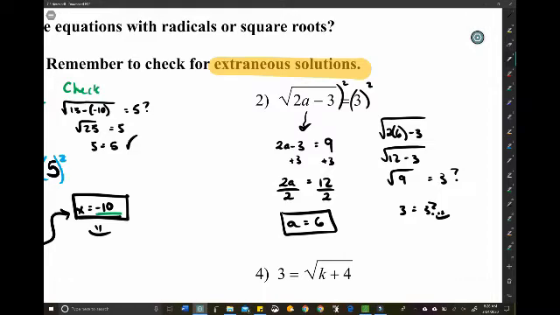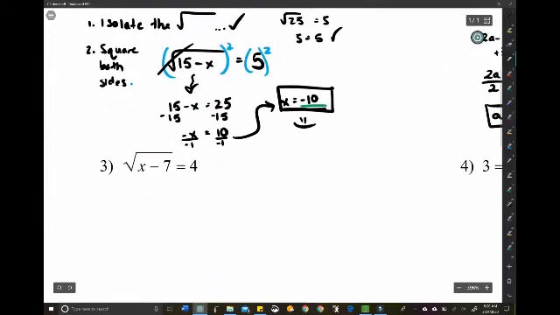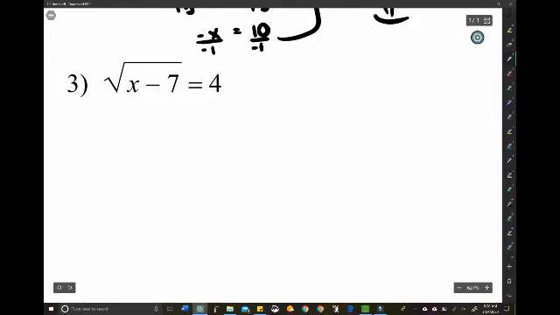Hopefully this stuff's not too shabby for you. Now, it gets a little trickier. Actually, this one's easy. You could probably do this one all by yourself. I'll pause it right here, or you pause it, and try this one out to see if you get the same solution. I'll run through it though. Square both sides.